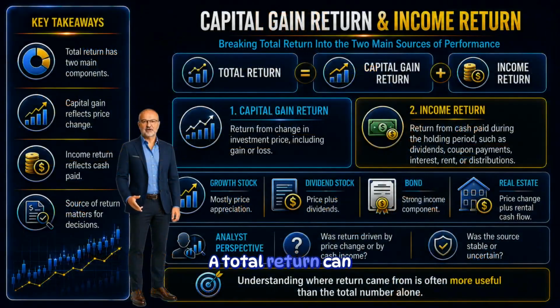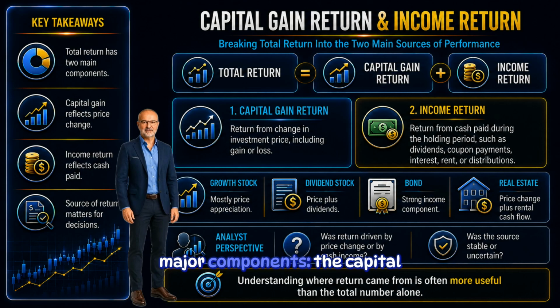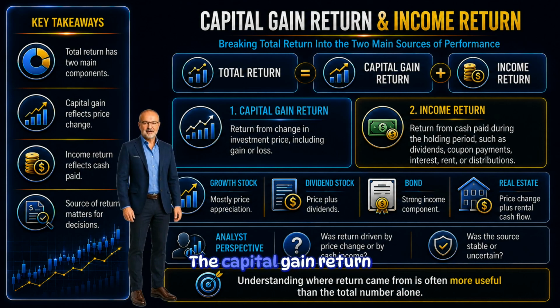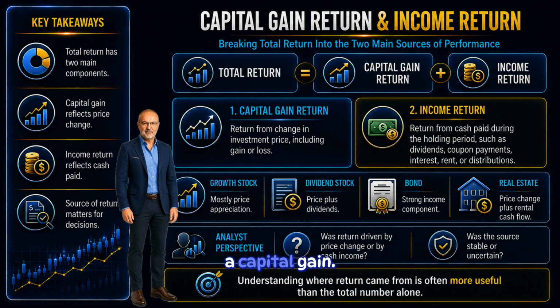A total return can be broken into two major components, the capital gain return and the income return. The capital gain return comes from the change in the price of the investment. If the asset becomes more valuable, that creates a capital gain.